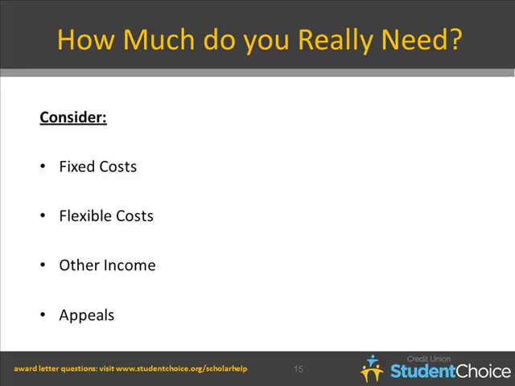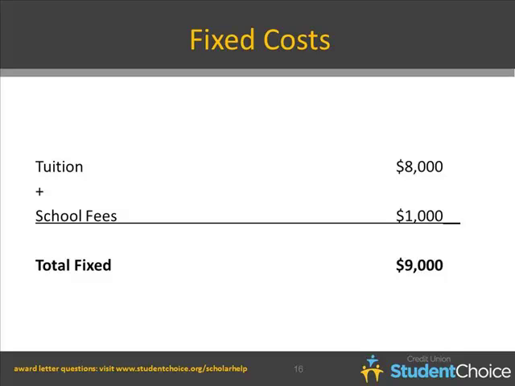All right? So first, let's go ahead and start with fixed costs. When you're looking at your award letter, and the cost of attendance in our example a few slides back was a little over $20,000, there's only 2 things that are truly a fixed cost. So the school stated you needed $20,000 to go to school. But in reality, of that $20,000, only 2 of those items are fixed costs, and that's tuition and school fees.